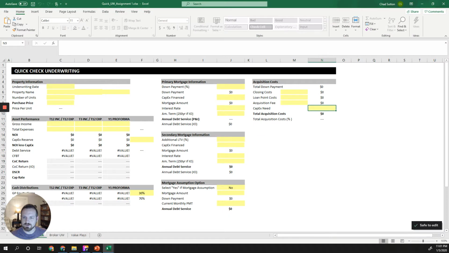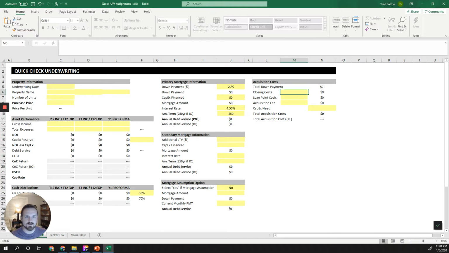So if we run over here to our quick underwriting template, we're going to go right here to the primary mortgage information. We said 80% leverage, which means 20% down. CapEx finance, let's just put 0 for now. May do that later. Interest rate was 4.5, and I have here amortization term 250 years if I owe. I owe is interest only, remember. So in this case, we're going to put 250 because we said it's interest only in the first year. And these numbers will fill in once we put in a purchase price over here.